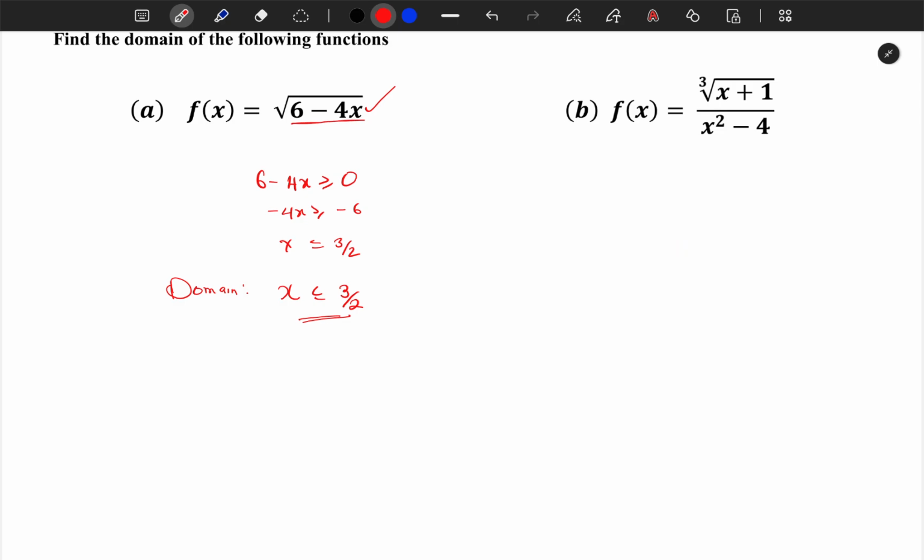The other way you can write this is using brackets or interval notation. You can say we are looking for the numbers all the way from negative infinity to 3/2, but this end will not be included, while this end will be included, like that.